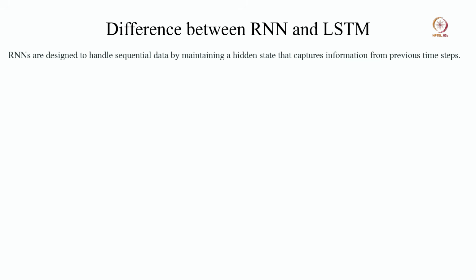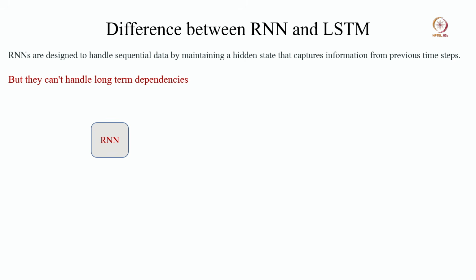Now we will look into what is the difference between RNN and LSTM. RNNs are designed to handle sequential data by maintaining a hidden state that captures information from previous time steps. But they can't handle long-term dependencies. They have one hidden state which captures information from the previous time step.